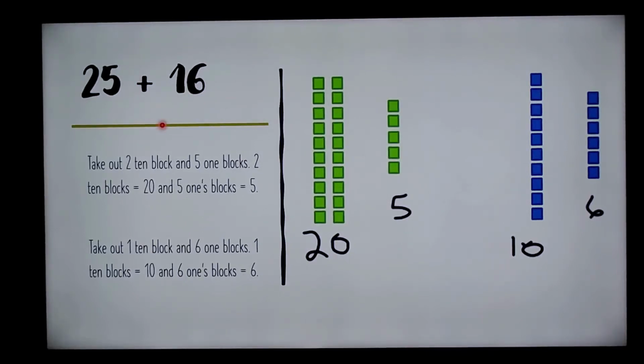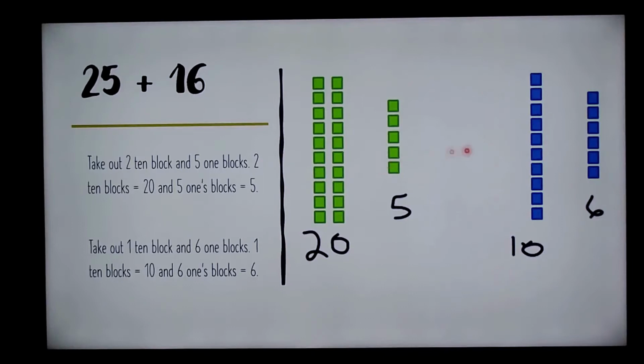So the first thing you want to do is take the two tens blocks from the 25 and group those together. And that gives you a total of 20. So now you take the 5 ones blocks and keep that separately. So that as a total makes up 25.